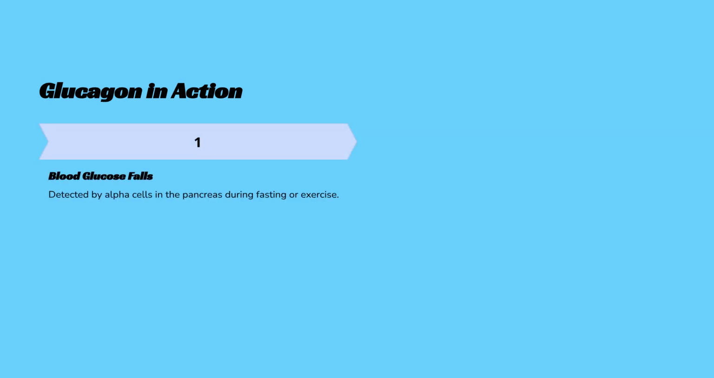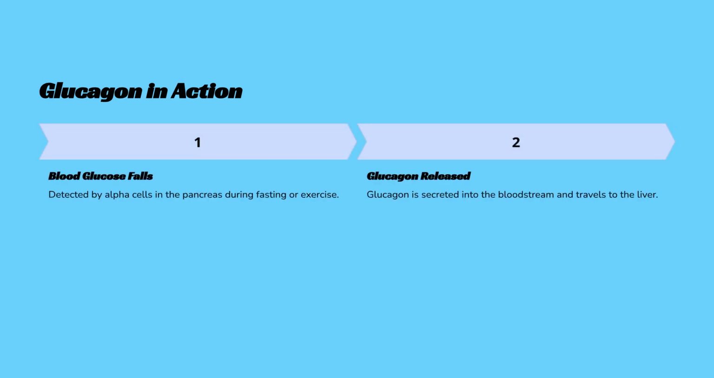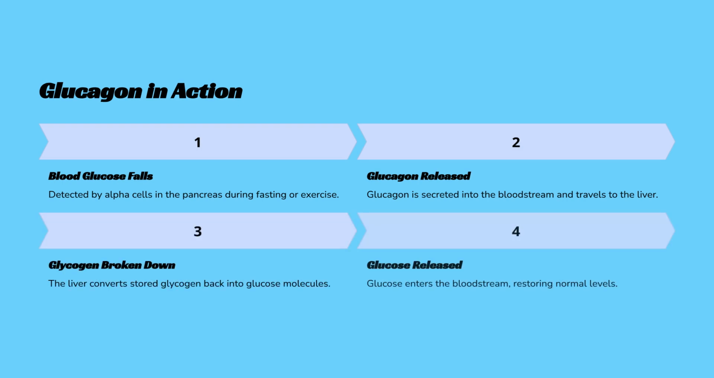The glucagon action process begins when blood glucose falls. Glucagon is released and travels to the liver. The liver then breaks down stored glycogen into glucose, which is released into the bloodstream, restoring normal levels.